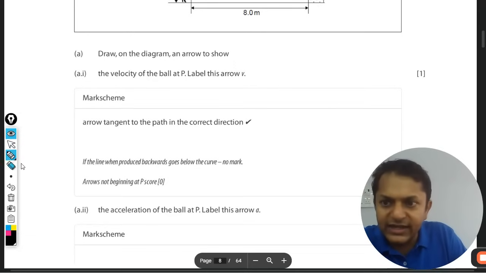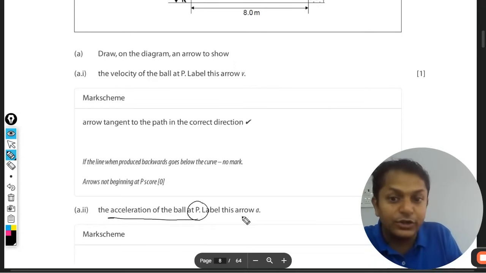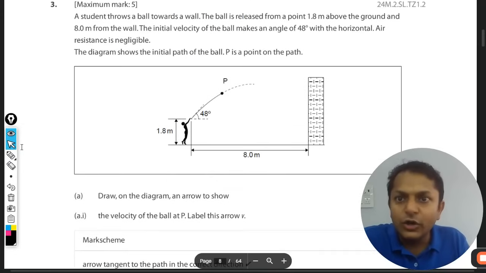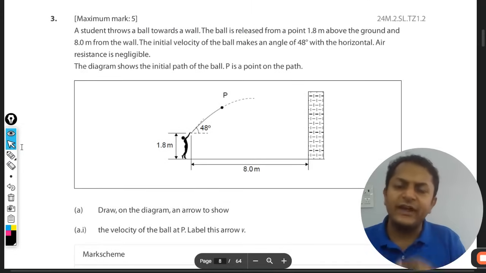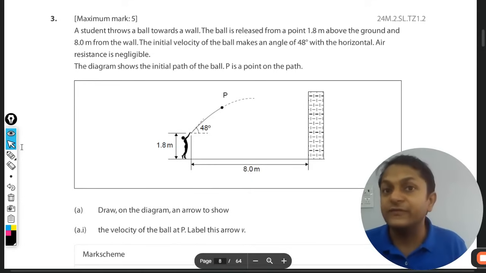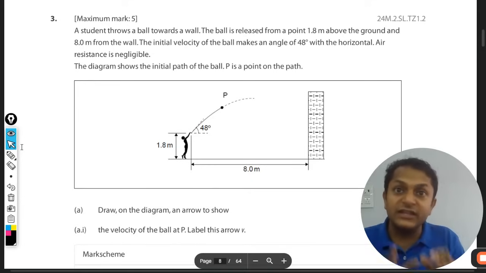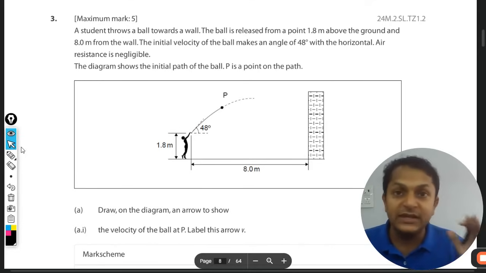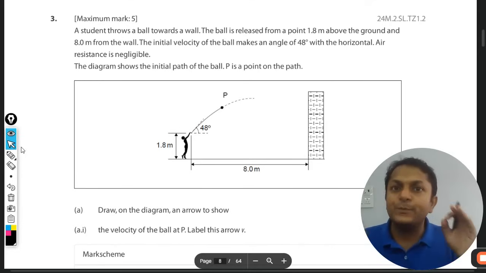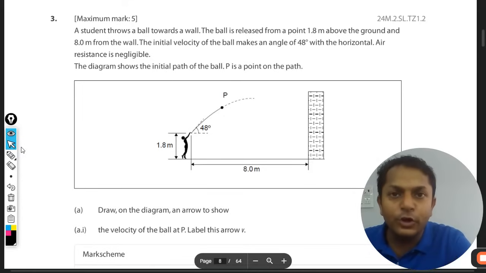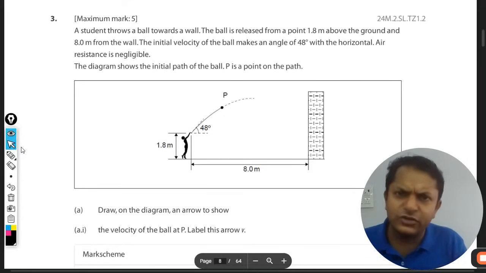So the next part is the acceleration of the ball at the point P. Label the arrow as A. So now we want to show the acceleration. The easiest method of finding the direction of the acceleration without any confusion is to think about the forces. Wherever the net force is acting on the body, the net acceleration will be in that direction. So this is a projectile motion. Projectile motion means that once the body leaves my hand, the only force acting on the body is the weight. That is the definition of a projectile motion.